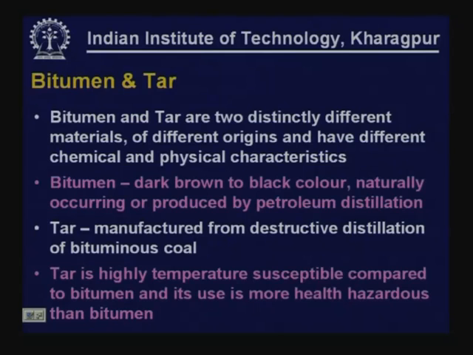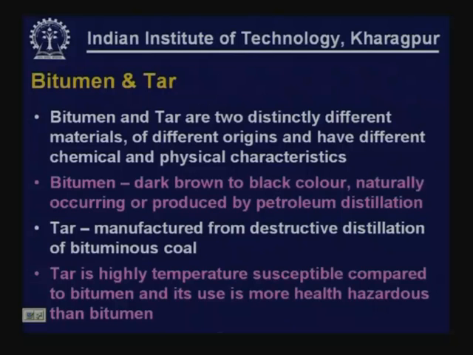Let us first talk about bitumen and tar. I am talking about these 2 terms together because often these 2 are confused for each other. Rather, most people do not understand the differentiation between tar and bitumen. Bitumen, of course, is the most commonly used binder nowadays, whereas tar is hardly used nowadays. We have to understand that bitumen and tar are 2 distinctly different materials of different origins, having different chemical composition and naturally different physical properties.